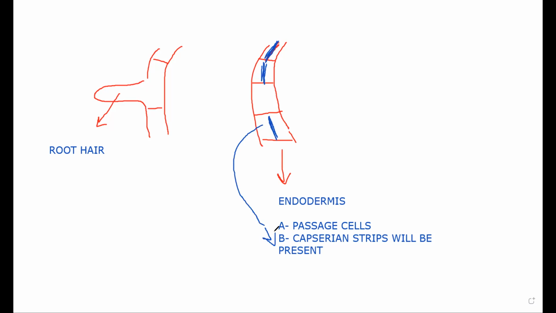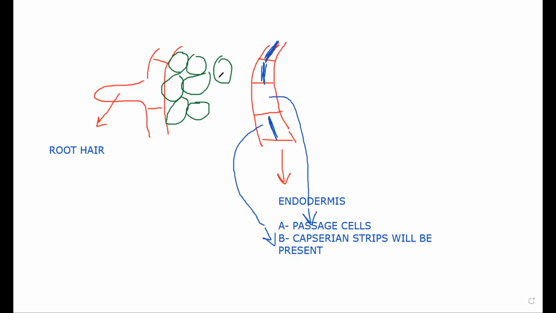This is the labeling over here, and some cells will not be showing the Casparian strips, so they will be called passage cells. Okay, so this is very clear to you. Now, in between this, there is a presence of cells which are normally called the cortex cells. So let's draw the cortex cells now. Suppose these are my cortex cells. These are normally parenchymatous cells, loosely arranged cells, having intercellular spaces. Living cells, so many things you can easily define.